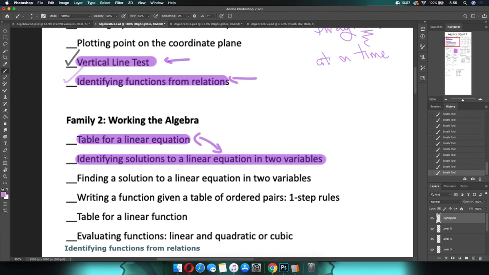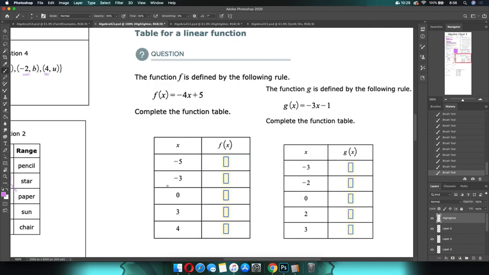Okay, next up on the list, table for linear equation and identifying solutions. I had already mentioned that these are very similar. You're basically doing the same thing, and one example on the topic gives you multiple occurrences of doing the same thing over and over. So it actually becomes very repetitive and very rhythmic as a result. So let's start with that first one, table for a linear equation.